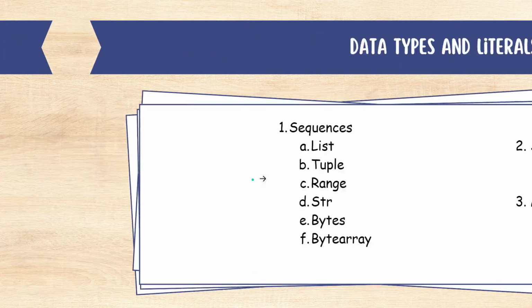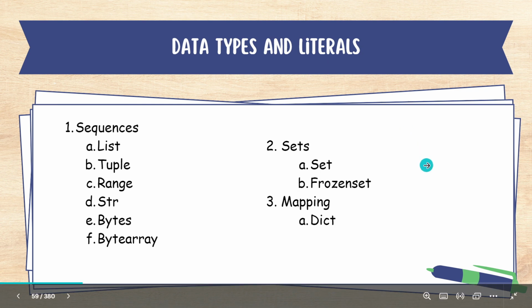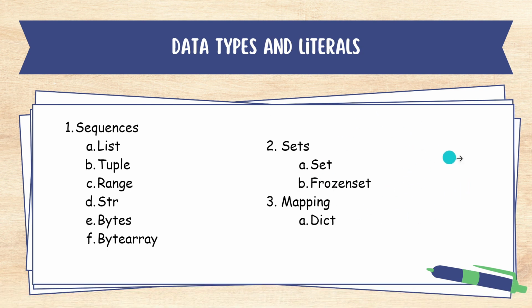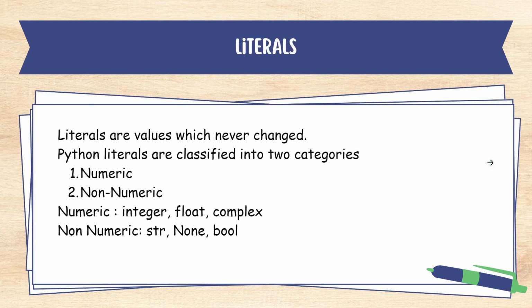As you can see here, you can take a screenshot of this so that you can make your notes later. So how many data types are there? There are 14 data types in Python. We can say 14 standard data types are there in Python. What is the meaning of literal? Literals are values which never change.